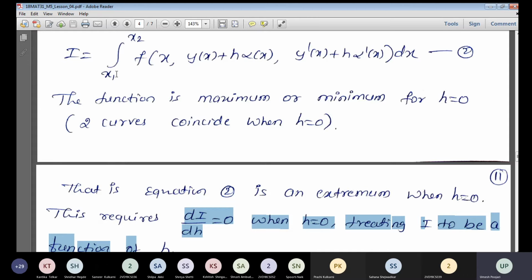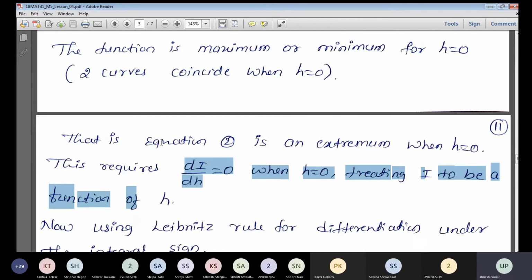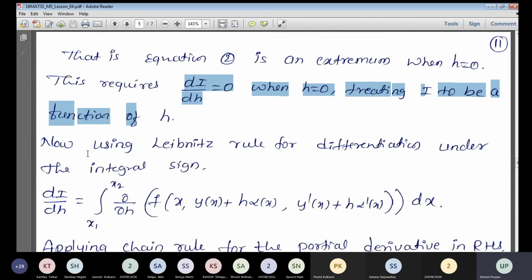Hence you have studied one more concept, if you remember, in first year, that is called the Leibniz rule for differentiation under the integral sign, which means we can differentiate some function which is under the integral sign. That is called the Leibniz rule for differentiation under the integral sign. If you have forgotten, I will just explain what this method means.